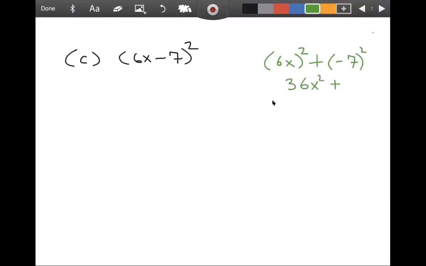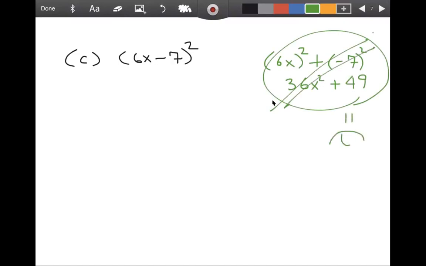Please, please, please, whatever you do, don't do that. Because what we really should be doing is remembering that the square of 6x minus 7 means multiply 6x minus 7 by itself. Okay, so maybe this time I'll skip the color coding. We're going to distribute 6x minus 7.